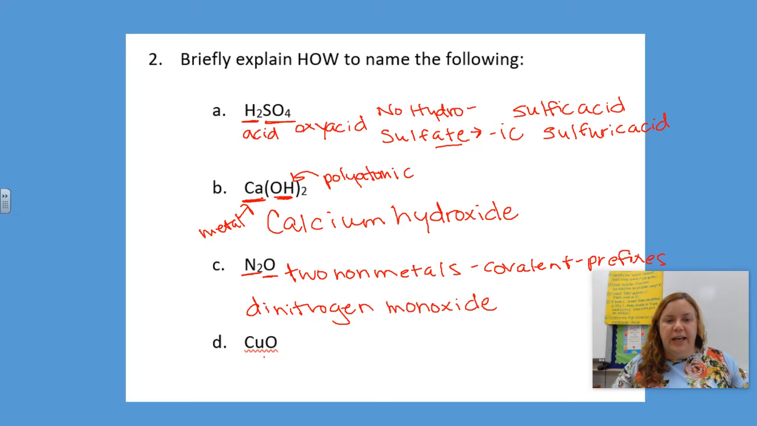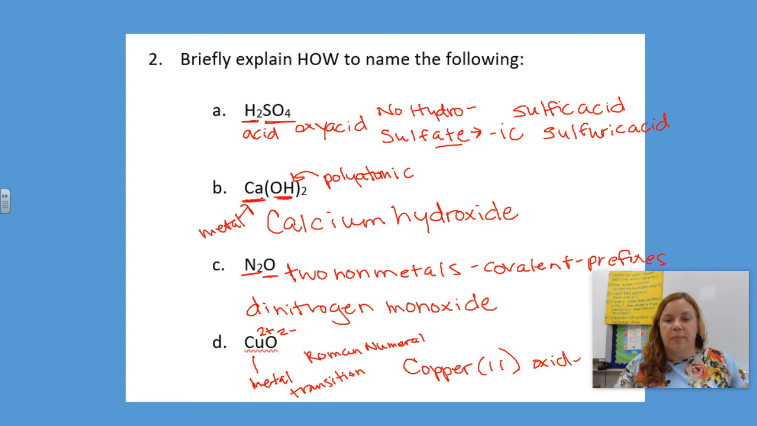All right. This next one, we've got a copper and we've got an oxygen. So copper is a metal. Therefore, we know it's ionic. Copper is a transition metal, so it's going to have more than one potential charge. So we have to figure out the Roman numeral. We are going to use a Roman numeral because it's a transition metal. And so we've got to figure that out. Oxygen has a 2 minus charge. And if there's 1 oxygen and only 1 copper, then copper must have a 2 plus charge. So therefore, we write copper and then 2 in parentheses because that's the charge on copper, oxide. So copper 2 oxide.